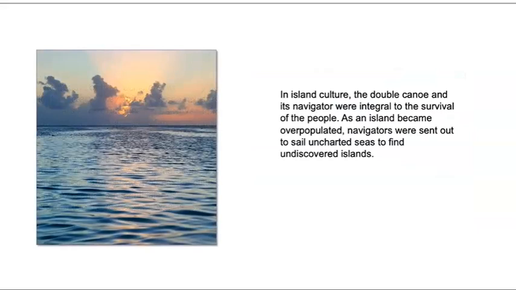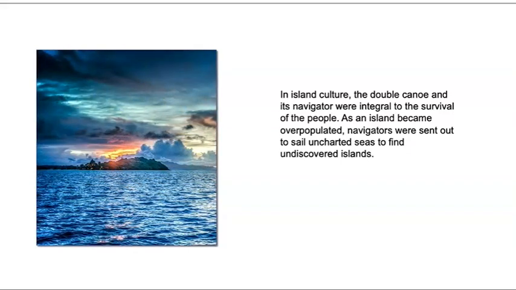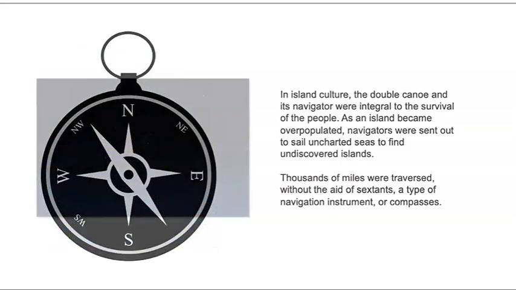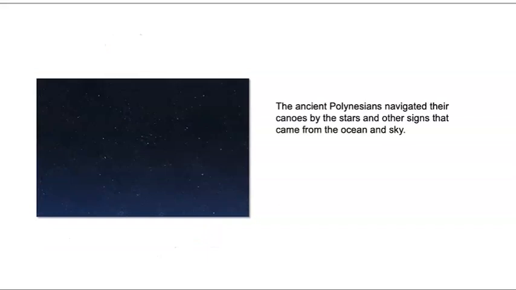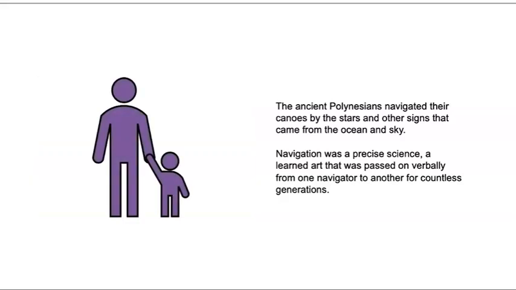In island culture, the double canoe and its navigator were integral to the survival of the people. As an island became overpopulated, navigators were sent out to sail uncharted seas to find undiscovered islands. Thousands of miles were traversed without the aid of sextants, a type of navigation instrument, or compasses. The ancient Polynesians navigated their canoes by the stars and other signs that came from the ocean and sky. Navigation was a precise science, a learned art that was passed on verbally from one navigator to another for countless generations.